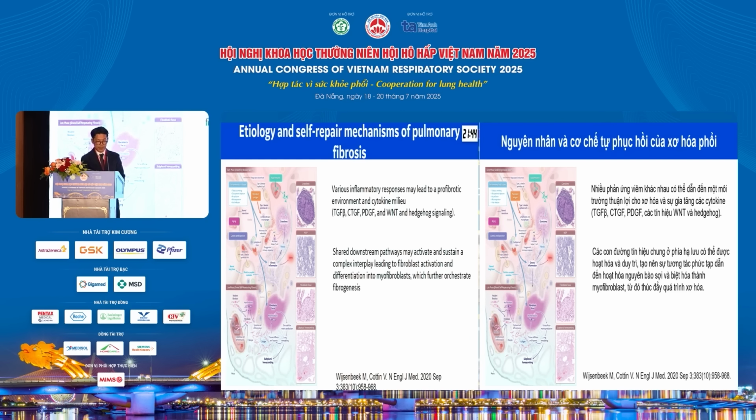Let's move to the etiology of pulmonary fibrosis. Various inflammatory processes are known to lead to fibrosis in the development of interstitial pneumonia. It is known that pro-fibrotic environments and cytokines, as well as their downstream pathways, are associated with this process. Through these pathways, it is said that sustained activation of fibroblasts occurs, leading to differentiation into myofibroblasts and progression of fibrosis.